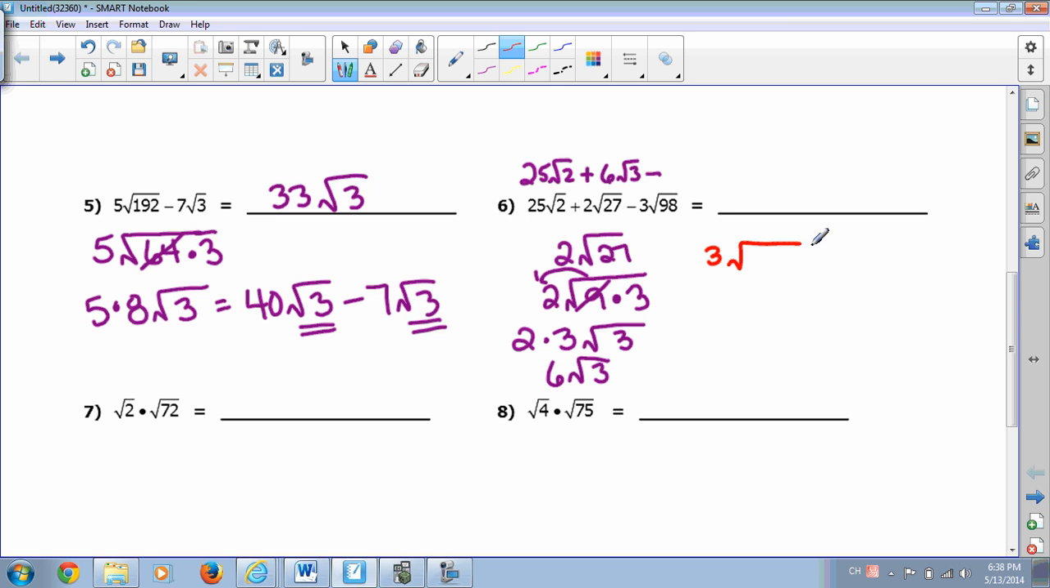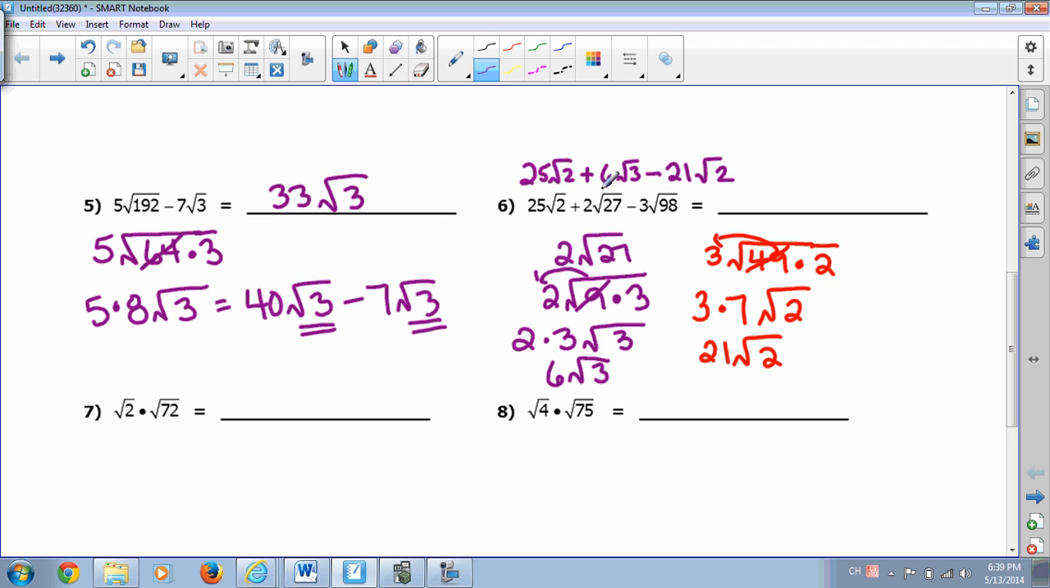So we have 3 square root of, and the factors of 98, our perfect square that we found was 49 times 2. Okay, well, the square root of 49 is 7, and that comes outside of the radical sign with the 3. So it comes out here. And then the square root of 2 stays underneath the radical sign. 3 times 7 is 21, square root of 2. Okay, so now we've simplified 3 square root of 98 as 21 square root of 2.